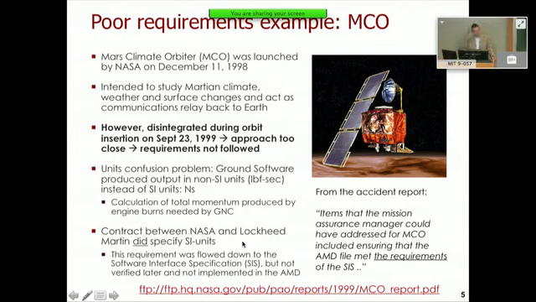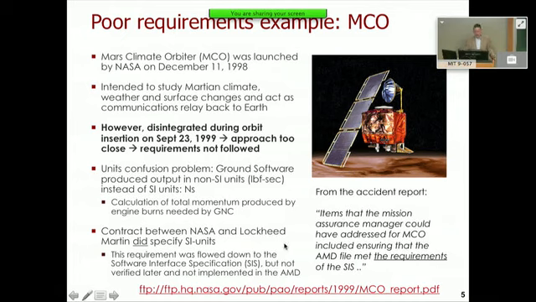Now, if you read the accident report, and I have a link here to it, you will notice that the requirements were actually okay. The requirements were written correctly. Specifically, there was a document called the Software Interface Specification, SIS, that specified everything should be in SI units on the ground segment and on the space segment. But the problem is that this was not checked and implemented.